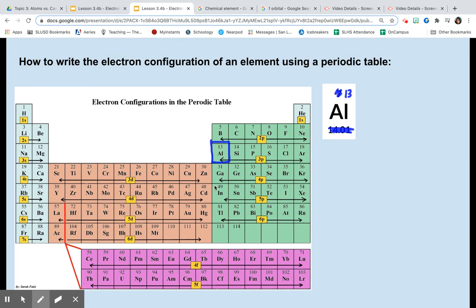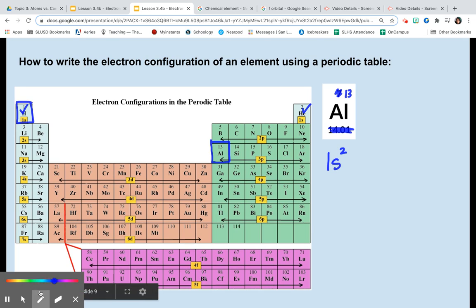And just like before, I'm going to start where hydrogen is and work my way across the periodic table in order to figure out the electron configuration up to aluminum. So here for the first one, I'm starting at the first ring. They're moving in an S shape. There's 1, 2 electrons moving in this shape. Let me just color code it this time.